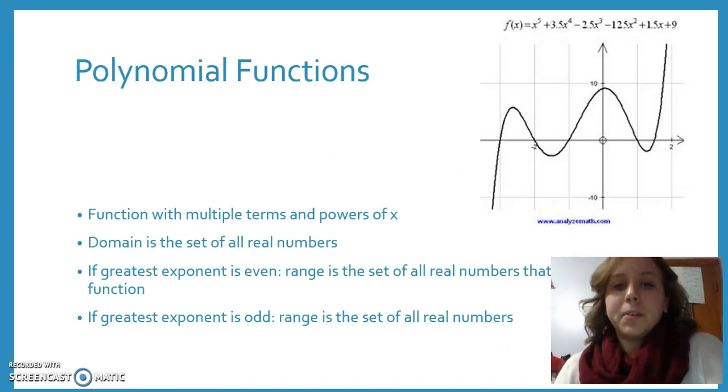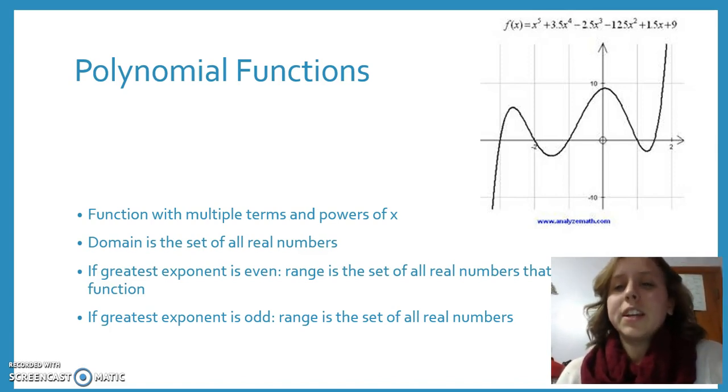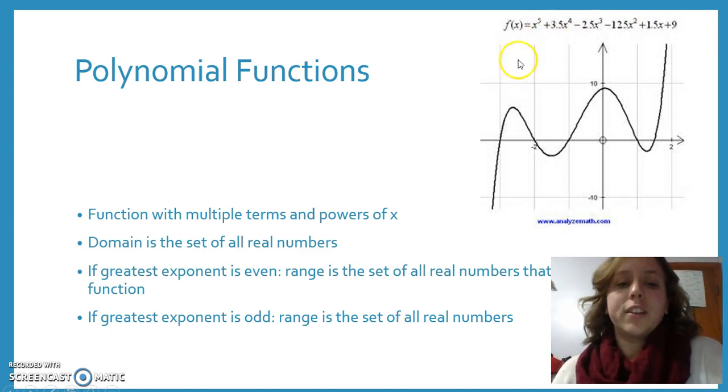So next is polynomial functions, and as you can see, this is a graph of one. A polynomial function is a function with multiple terms and powers of x. I know it's a little blurry, but in this function you can see there's x to the 5th, x to the 4th, x cubed, x squared, and just an x. If it was linear, you would only see this one x. If it was quadratic, you would see this x squared. The polynomial is anything greater than that.